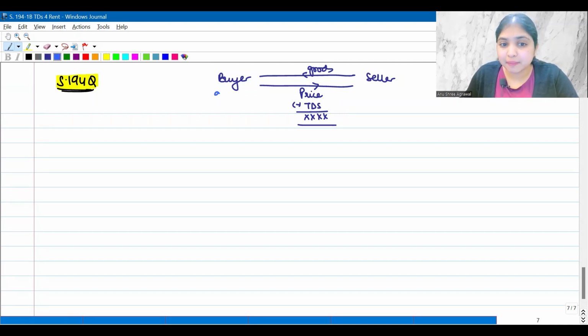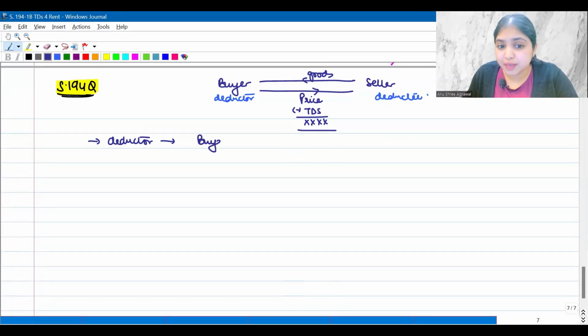So the buyer will become the deductor of tax and the seller will become the deductee of tax. A slightly different section, multiple conditions, I'll discuss them with you one by one. Point number one, who is the deductor over here? I've already told you, the deductor happens to be a buyer.